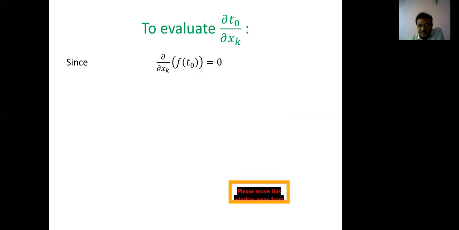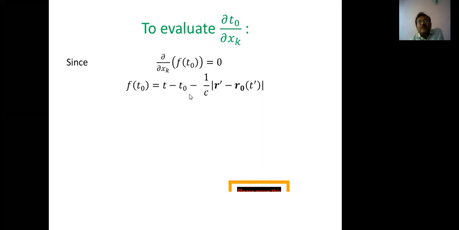Again, f of t₀ is t minus t₀ minus R over c, and you evaluate this under the condition that ∂/∂x_k of f of t₀ is equal to 0, or you can say this is ∂/∂x_k of f of t′ evaluated at t′ equals t₀ is equal to 0. By using this function and this condition, you can evaluate ∂t₀/∂x_k.